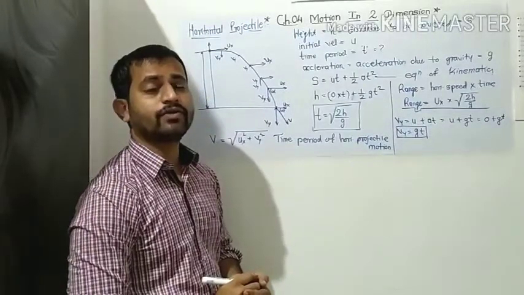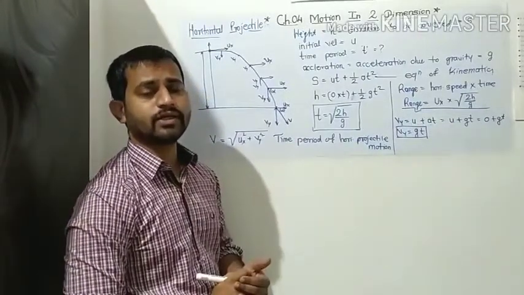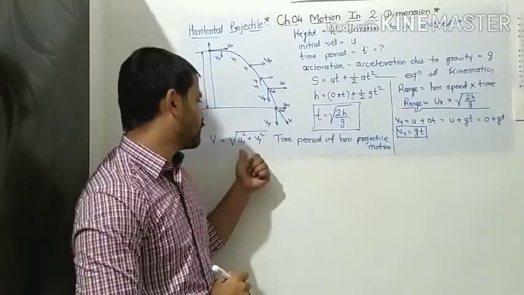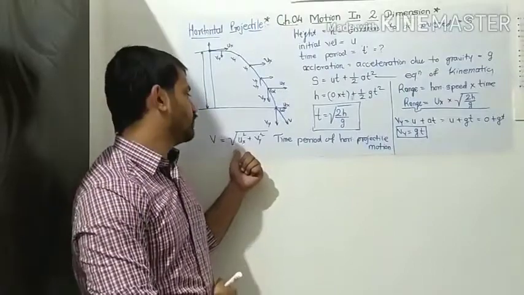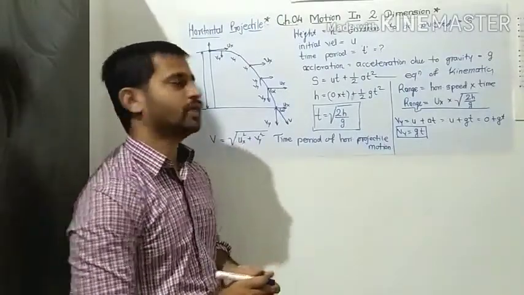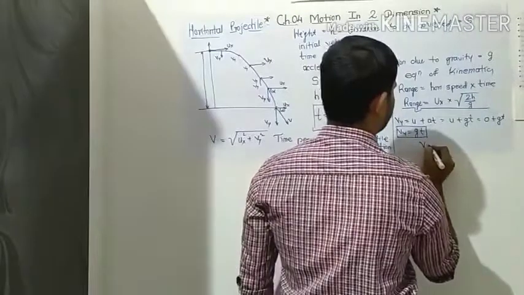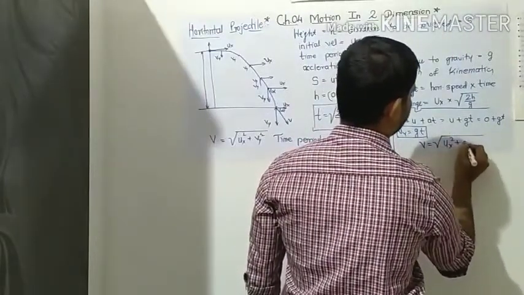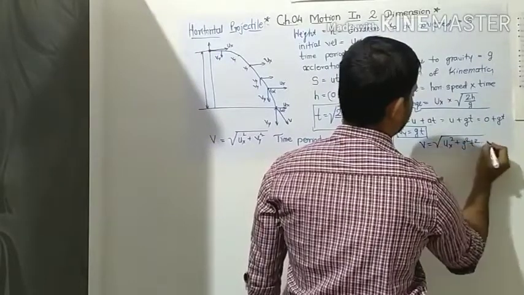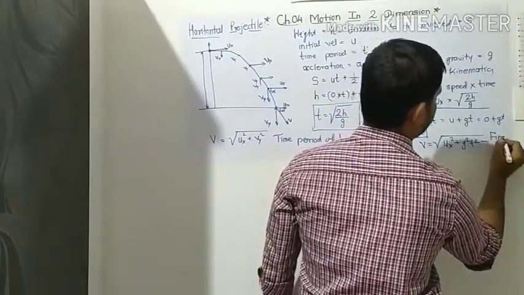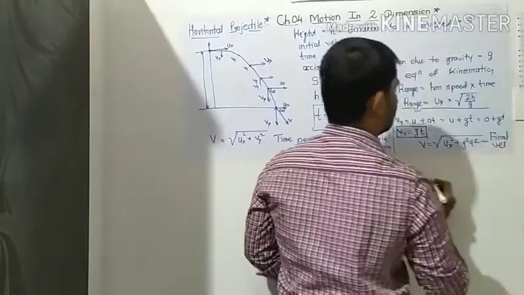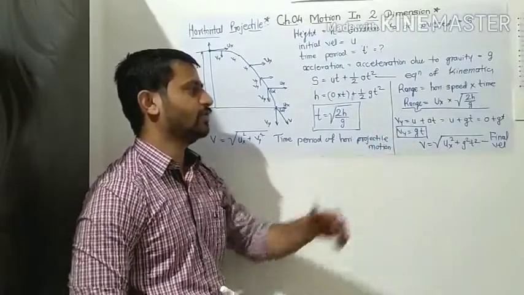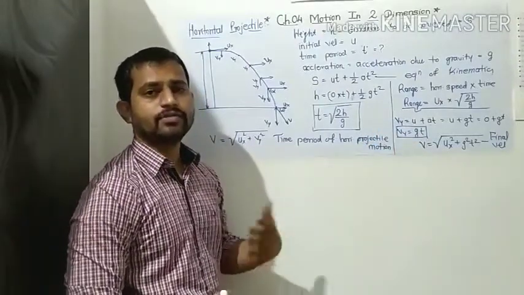And if we have to find the final velocity at that particular instant, then we go by this equation, v is equal to the square root of ux square plus vy square. Then v is equal to the square root of ux square plus g square t square. This is the value of the final velocity in the projectile motion.